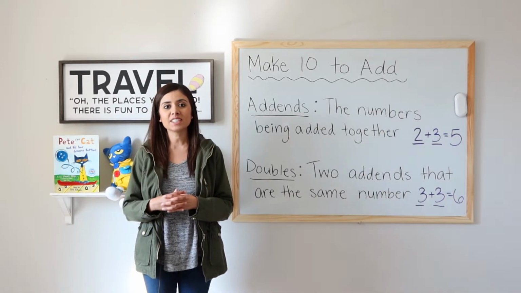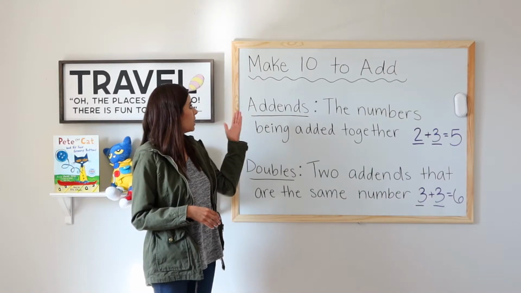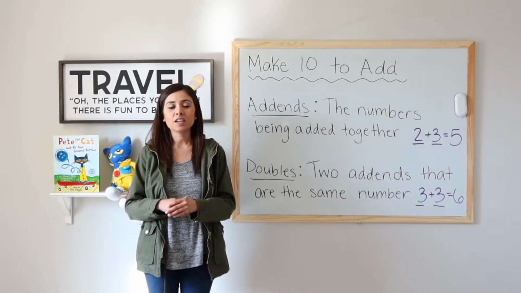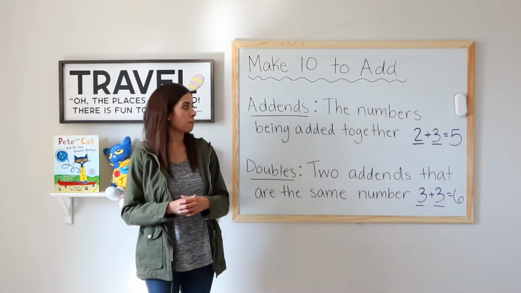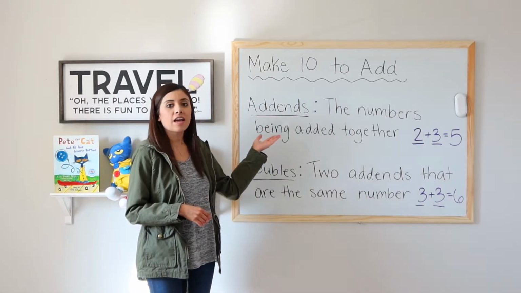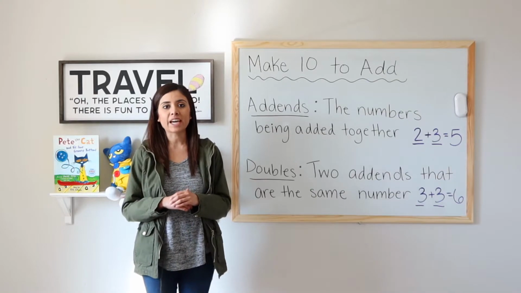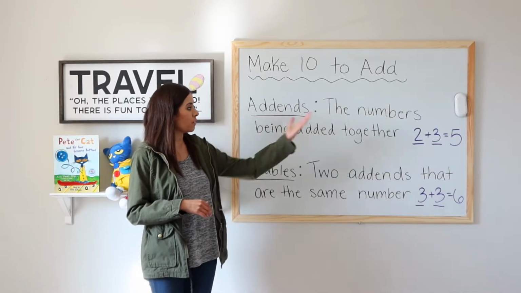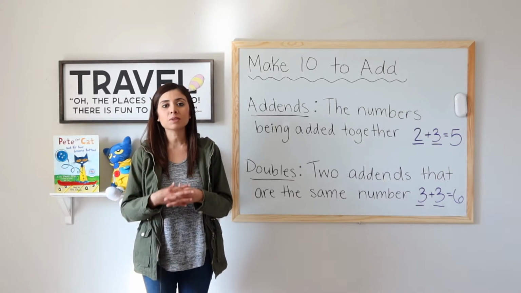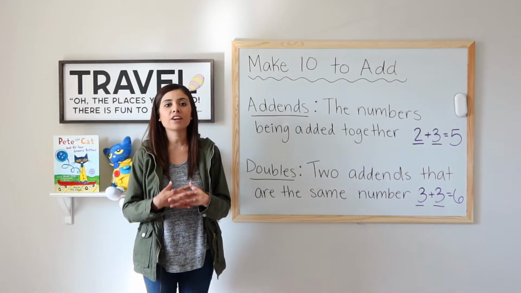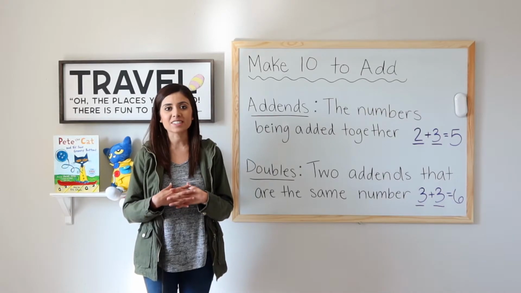My name is Cynthia Ortiz and today we'll be focusing on making 10 to add. Before we get into the lesson, let's go ahead and look at some vocabulary. Addends. Addends are just the numbers that are being added together. So if you have 2 plus 3 equals 5, 2 and 3 are the two numbers that are being added together. Therefore, they are called addends.